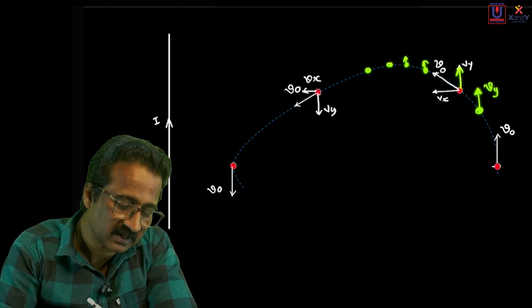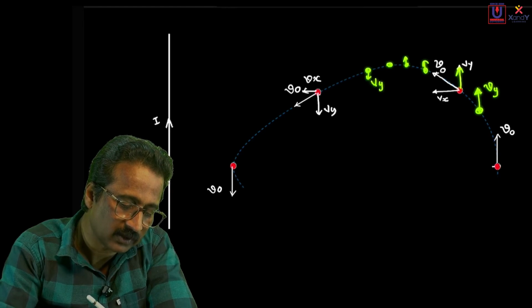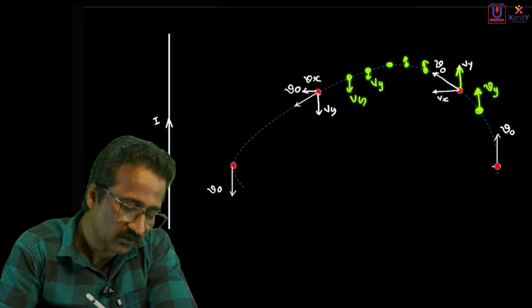Now slowly when particle reaches here, slowly Vy will develop in the opposite direction. So this is the way Vy is going to change.